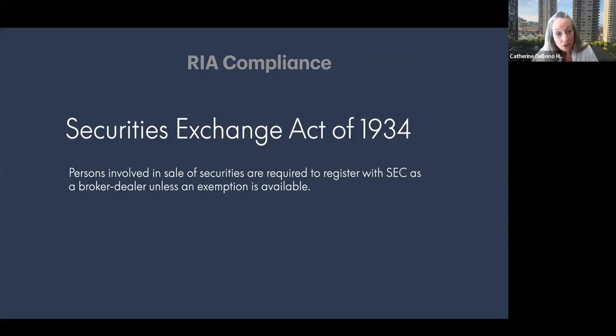USCIS has asked this question in the past. Well, are these people required to be registered broker-dealers? And the answer is no, not if they meet the requirements of what's called SEC Rule 3a4-1. And there's a bunch of conditions that apply to that exemption.